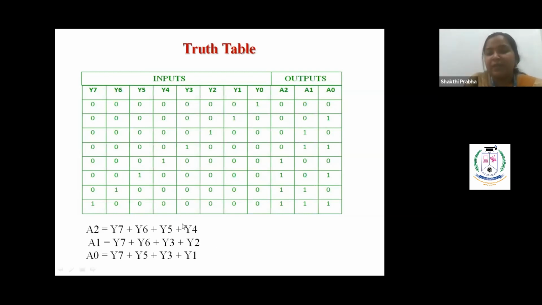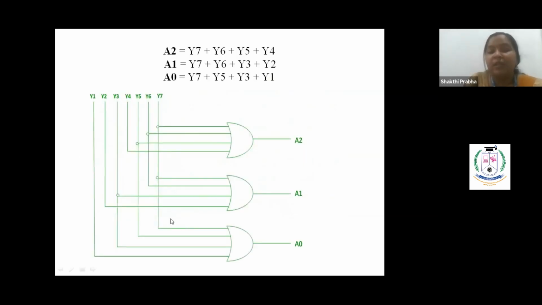Once I obtain my Boolean expression, I want to draw the logic diagram. For drawing the logic diagram, first draw the input lines starting from Y0 to Y7. Once they have been drawn, you choose Y7, Y6, Y5, Y4. I'm giving them inside an OR gate because all the variables are added together. So I'm using an OR gate and my output generated will be A2. Same way, the process is carried for A1 and A0. This is how I design an encoder.